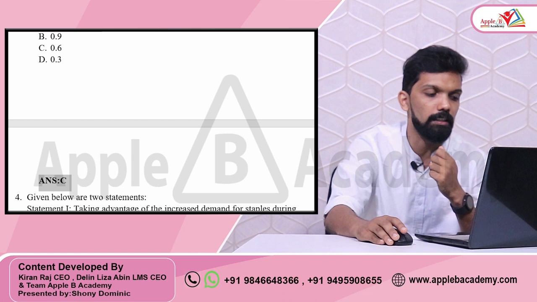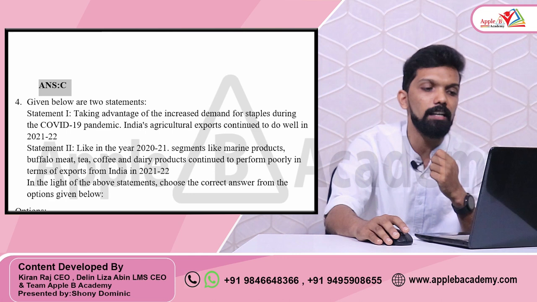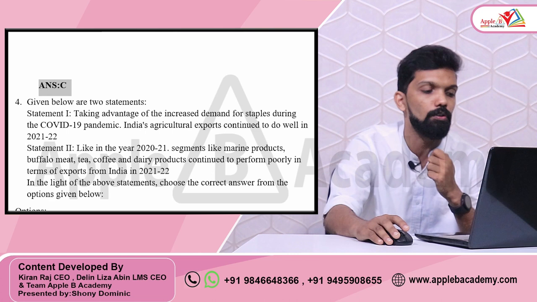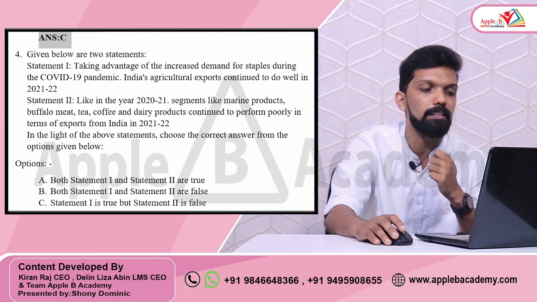The fourth question. Given below are two statements. Statement 1: Taking advantage of increased demand for staples during the COVID-19 pandemic, India's agriculture export continued to do well in 2021 and 2022. Statement 2: Like in the year 2020 and 2021, segments like marine products, buffalo meat, tea, coffee and dairy products continued to perform poorly in terms of export from India in 2021 and 2022. In the light of the above statements, choose the correct answer from the options given below.